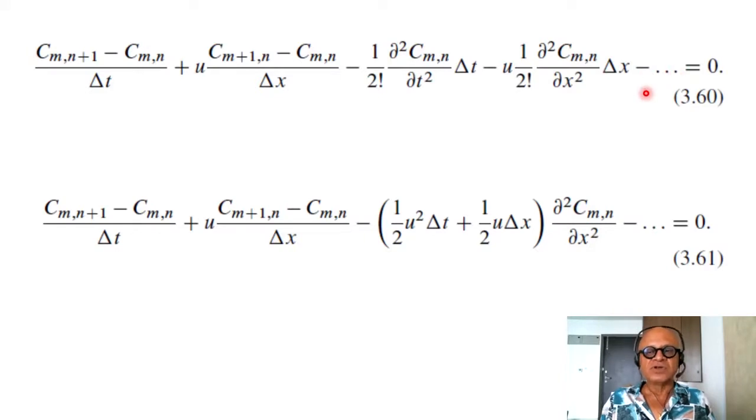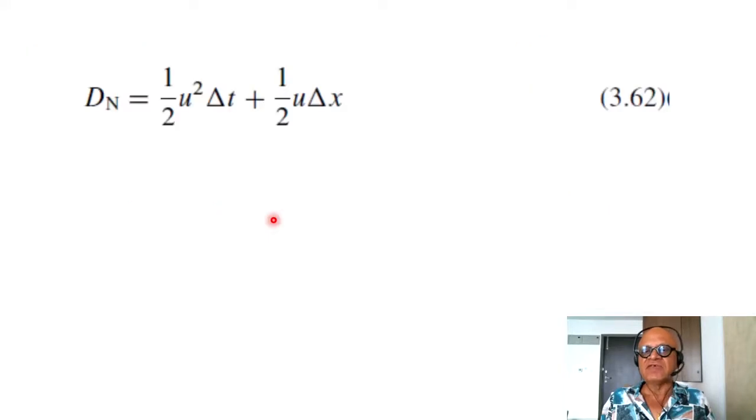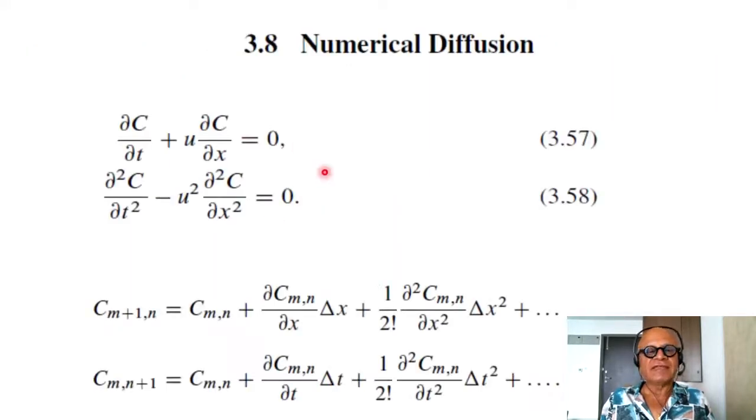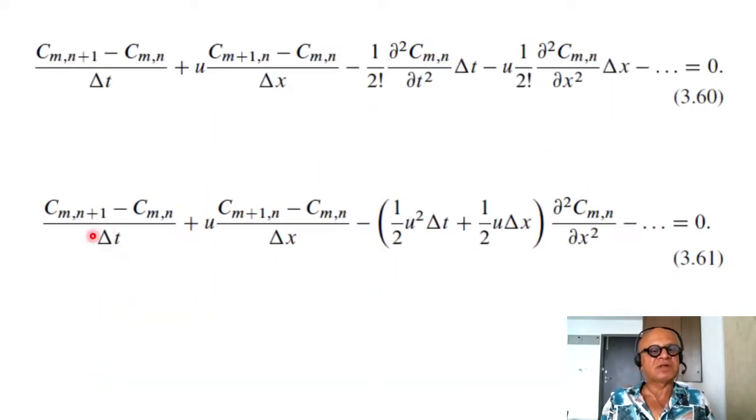So that's our 357. Then 358 can be written as C_m^{n+1}. You express this also in terms of combining them, so the same terms here, and we are writing this as minus 1/2 u² Δt plus 1/2 u Δx times ∂²C_m^n over ∂x², and higher order terms.